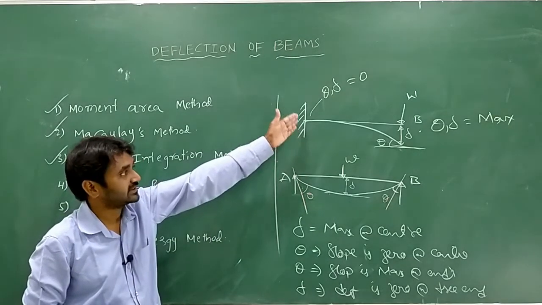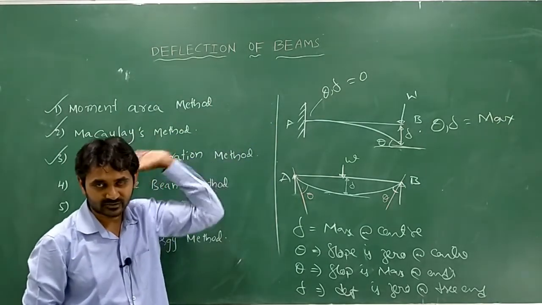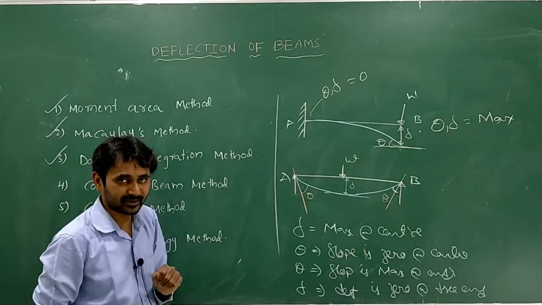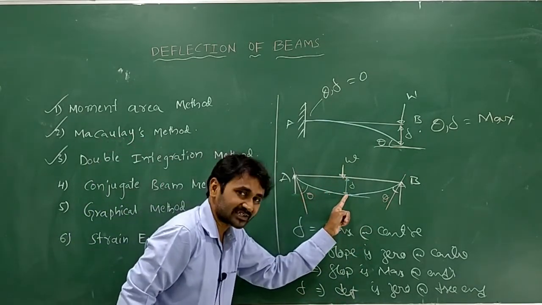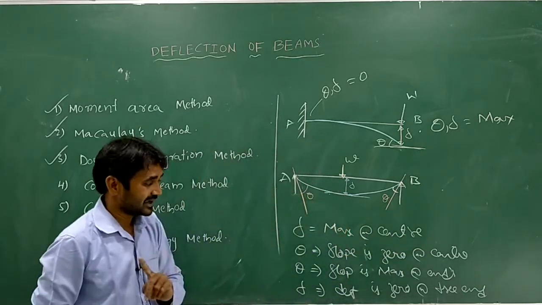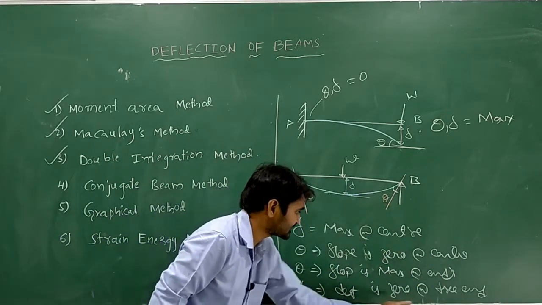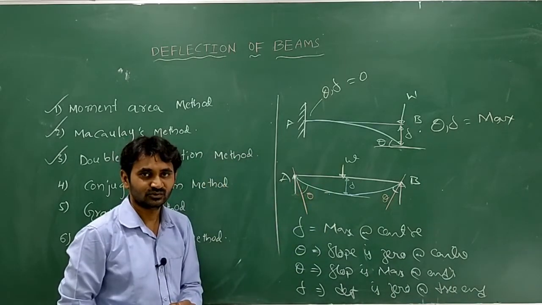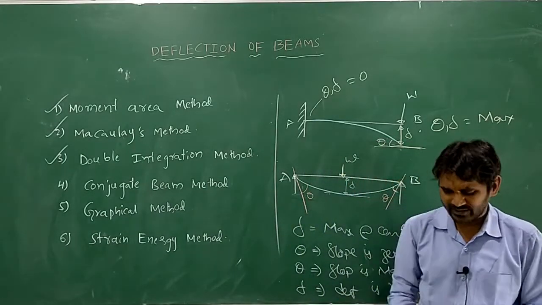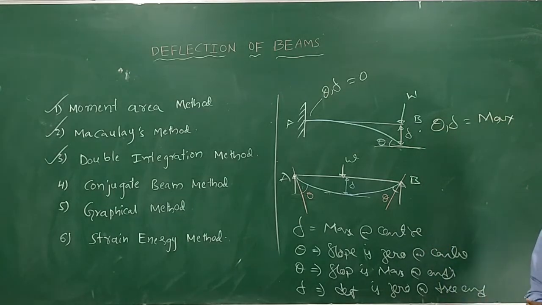In the first figure, the cantilever beam, the slope and deflection is 0 at the fixed end, and the slope and deflection is maximum at the free end. While coming to the simply supported beam, the deflection is maximum at the center and the slope is 0 at the center, right? And the slope is maximum at the ends, but the deflection is 0 at the ends. So this is the concept. Obviously they will be asking you this frequently in your competitive exams.